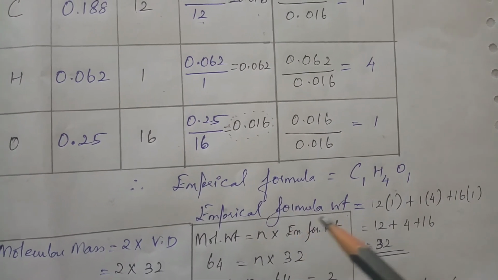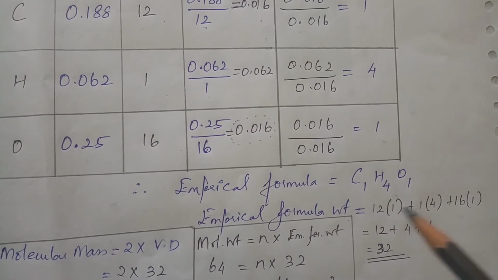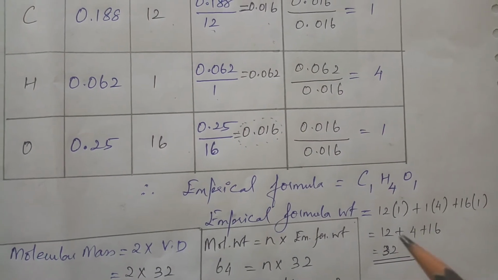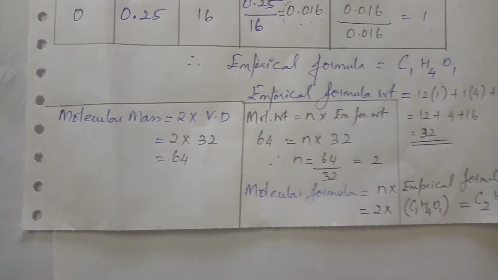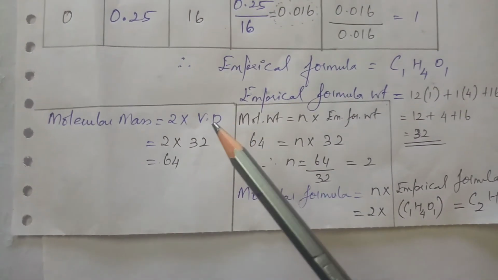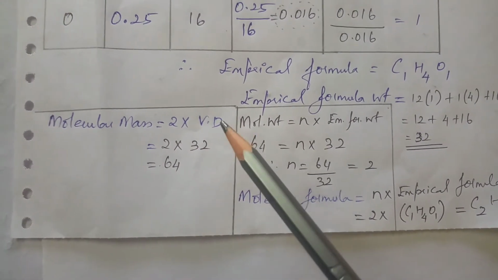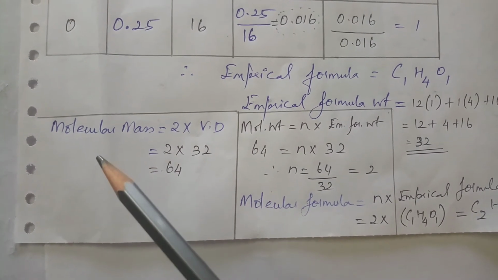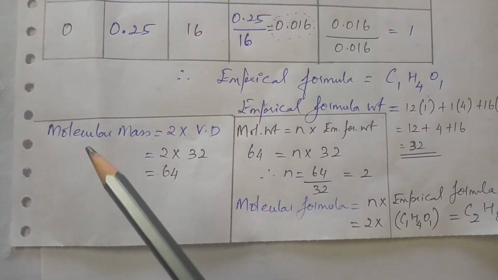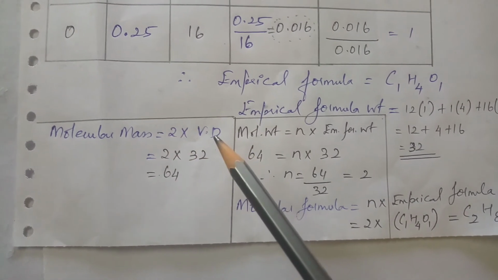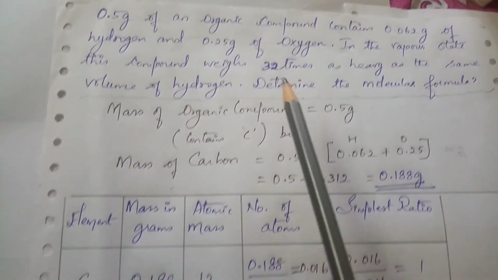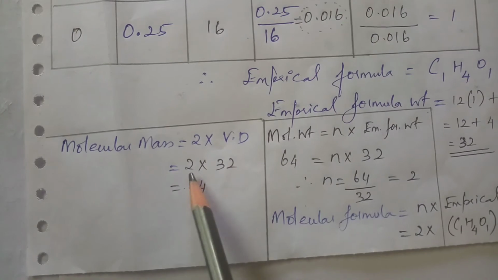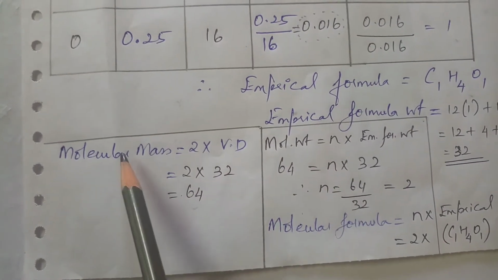As we know, the empirical formula weight can be calculated by applying the mass numbers. Therefore the empirical formula weight is found to be 32 gram. Got it? And from the given data we have been provided with the vapor density. From the vapor density we can calculate the molecular mass. The formula is molecular mass is equal to 2 into vapor density. In the question, the vapor is 32 times heavier, so the vapor density is 32. So 2 into 32 will be 64, which is the molecular mass.